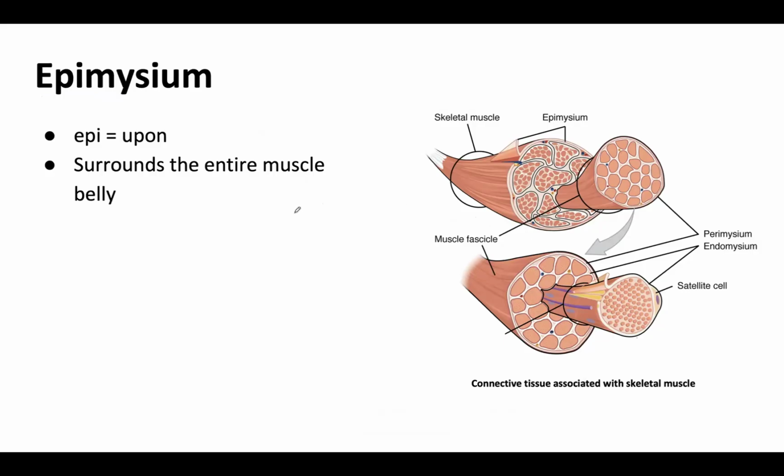Epimysium is the connective tissue surrounding the entire muscle belly, so it is upon the muscle. If you are looking at a muscle and it appears glistening, it is this epimysium that is giving it that glistening appearance. The muscle cells in the belly of the muscle eventually will taper to kind of round, blunt ends, but that connective tissue is going to continue beyond the muscle cells and head towards bone.